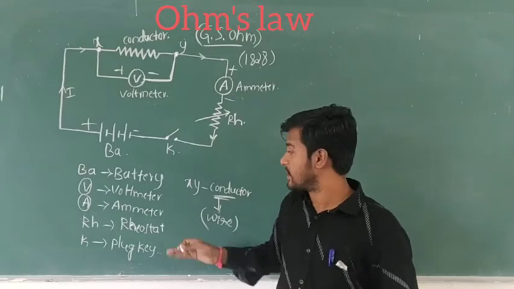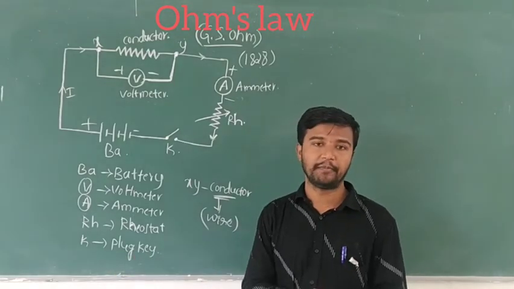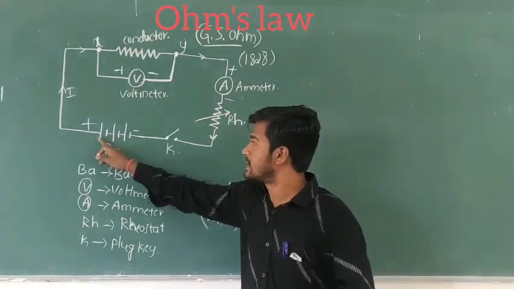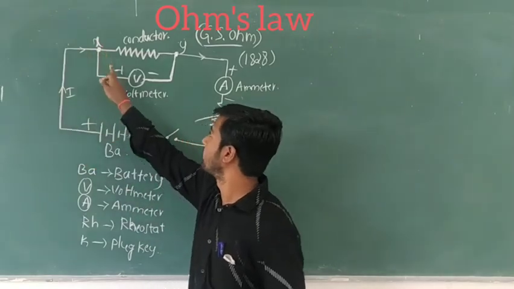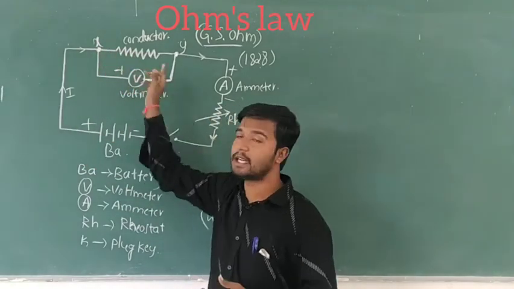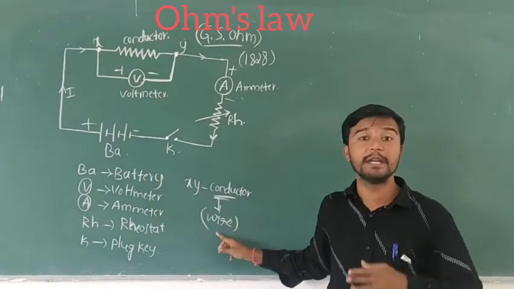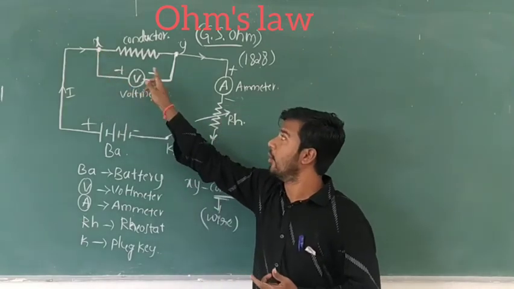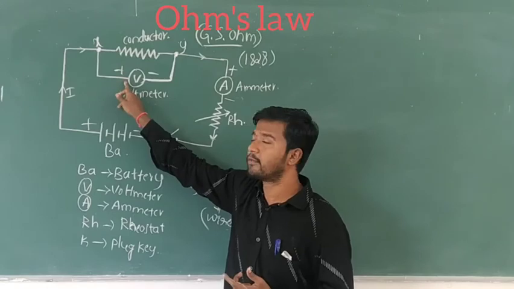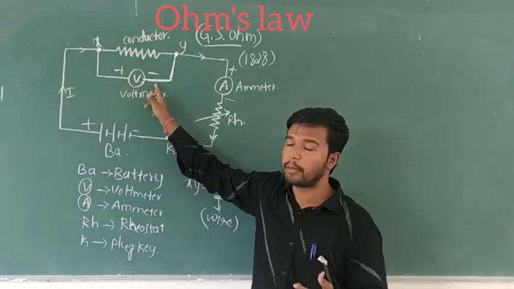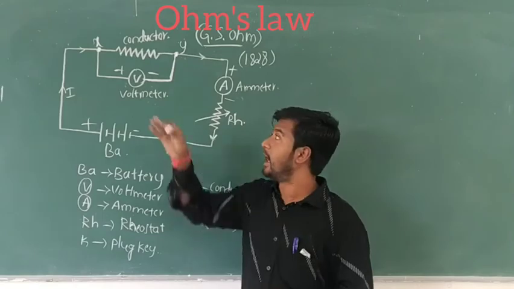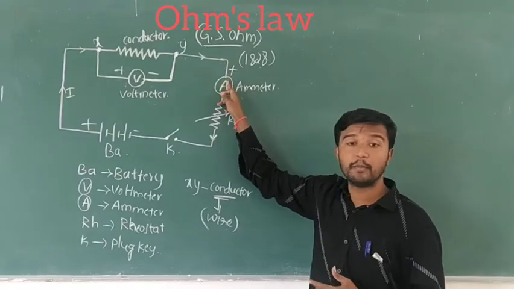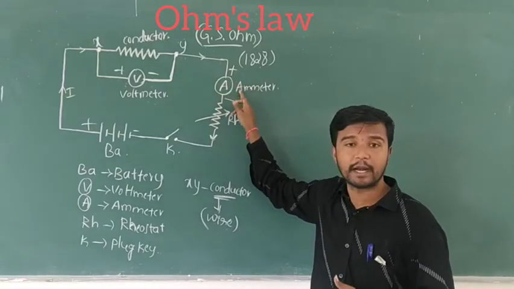Next is a plug key. So this is the connection for Ohm's law. The positive end of the battery is connected to a conductor. XY is the conductor, means wire. From X we connect the positive end of the voltmeter, and the negative end of the voltmeter is connected to the other end of the conductor, Y. From Y it is connected to the positive end of the ammeter A.